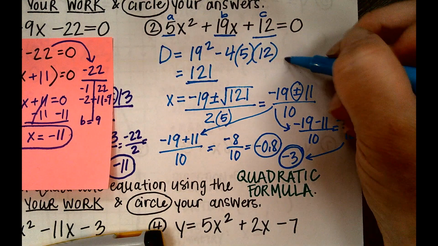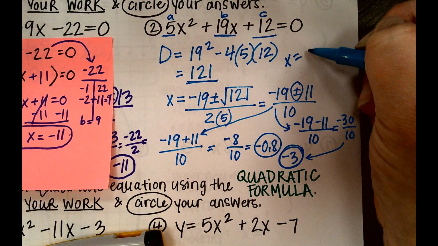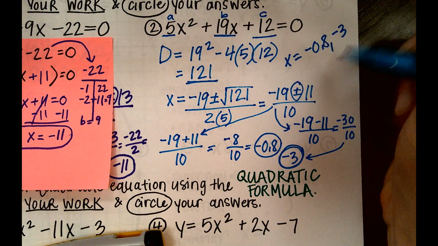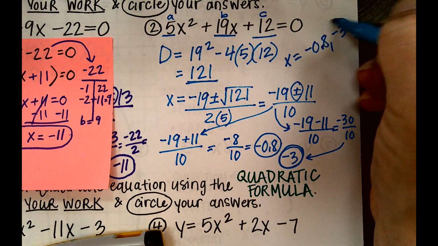Okay, so x equals negative 0.8 and negative 3. Wonderful.